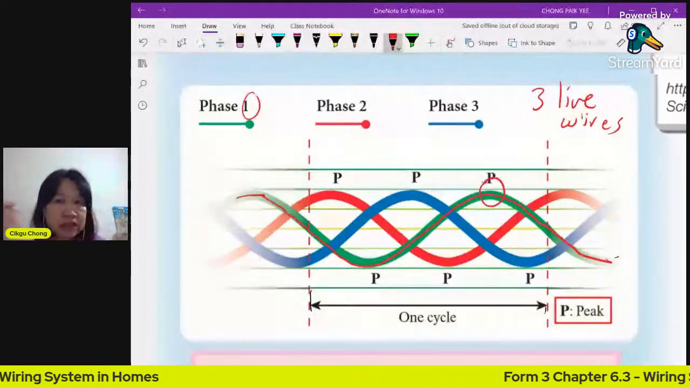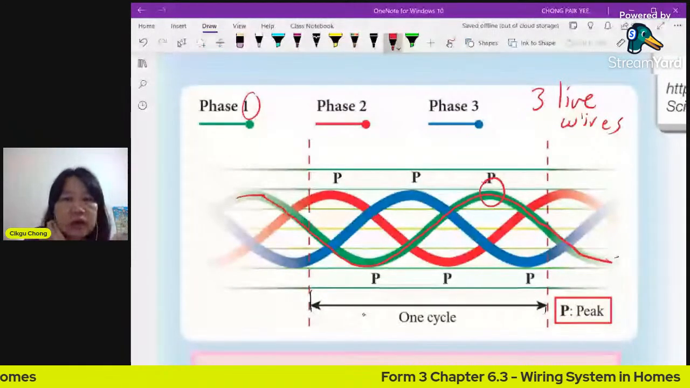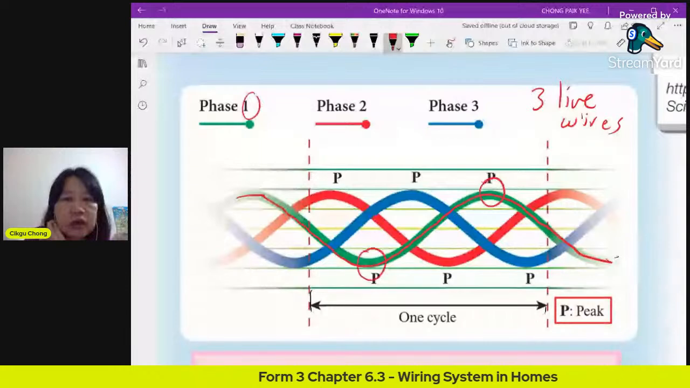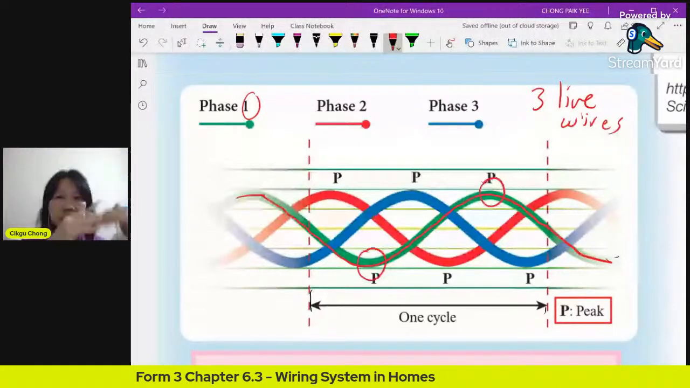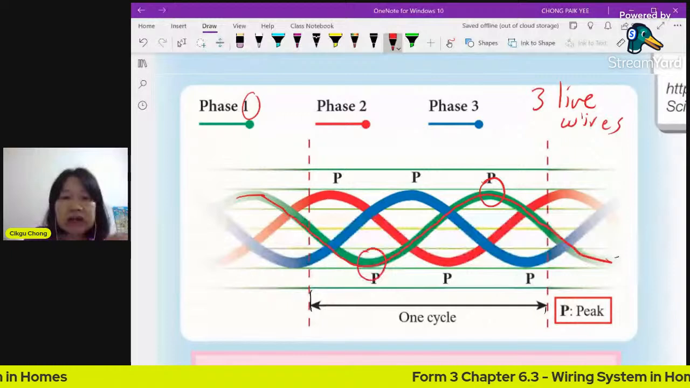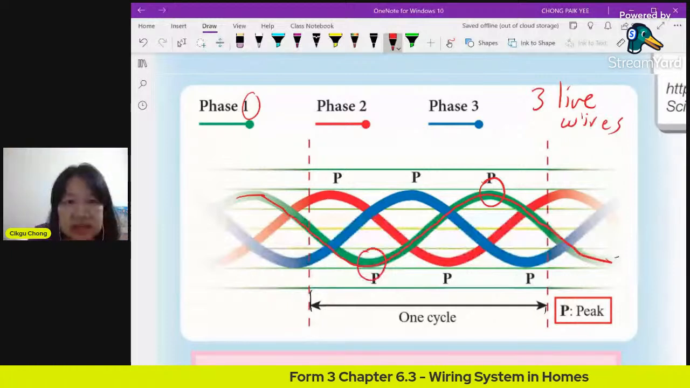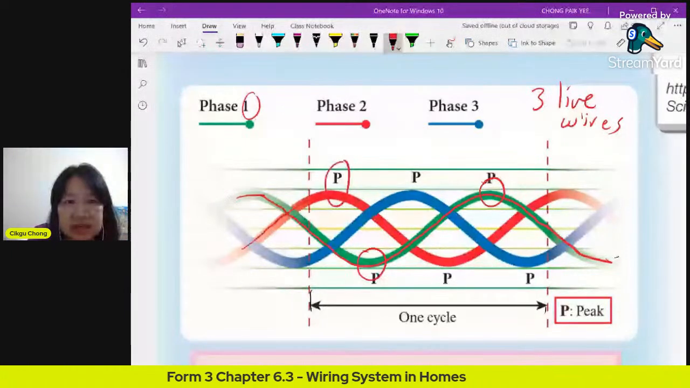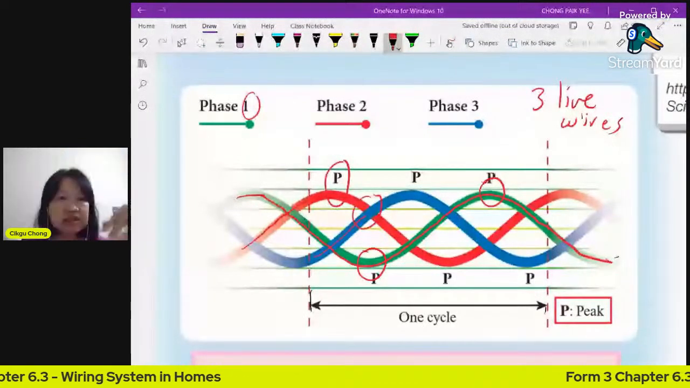Now, when your green wire is at minimum, minimum means lower voltage, right? It doesn't matter, you have others to increase. You can see your red one is up already, and then your blue is also up. So when one is down, the other 2 can compensate. It's like they take turns.